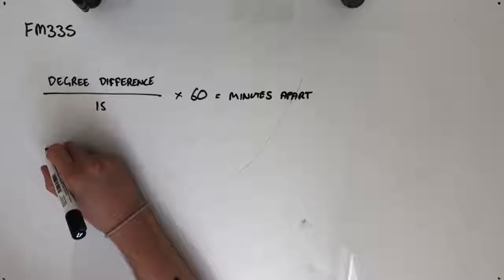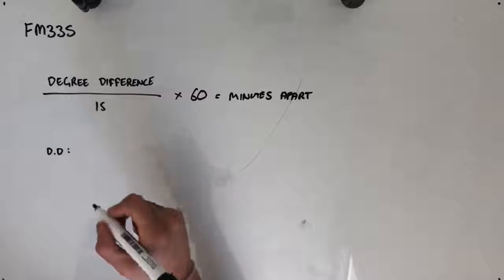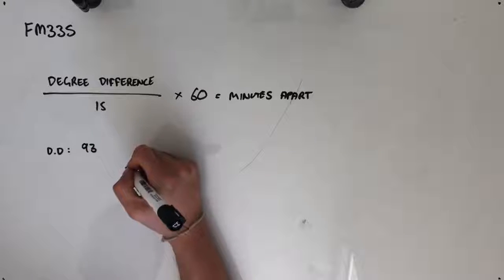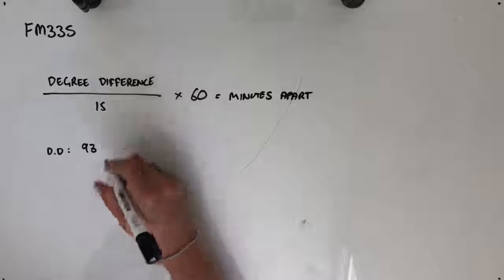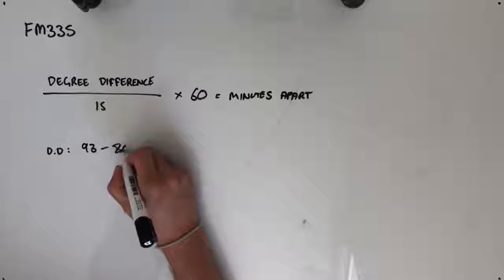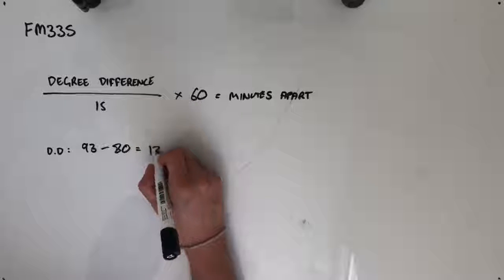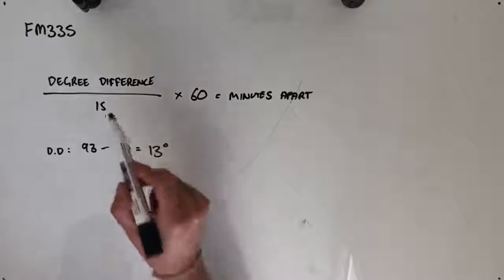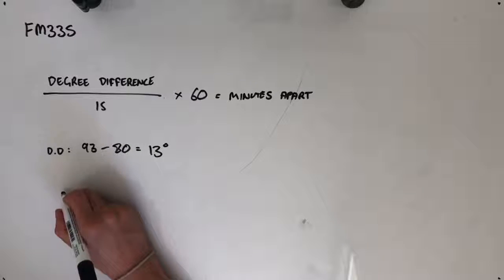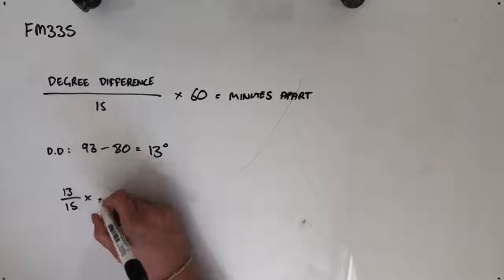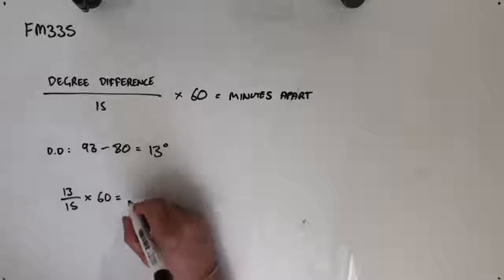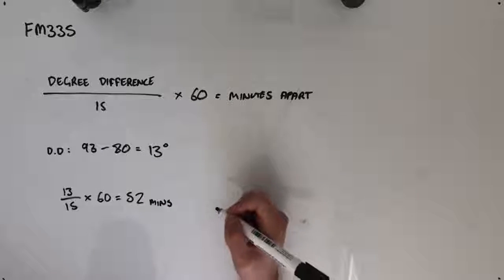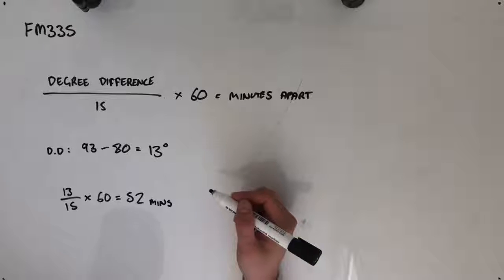So if we delve into this a little bit, the degree difference, I'm just going to abbreviate it as DD for now. So one of them is at 93 degrees west. In fact, Town B is 93 degrees west. Town A is at 80 degrees west. So the difference is going to be 13 degrees. Substituting this degree difference into our little formula up here, we get 13 over 15 times 60. Plugging that into a calculator, we should get 52 minutes. So we know that these two towns are 52 minutes apart from one another.